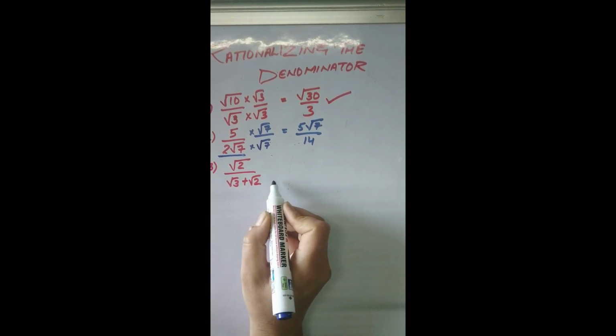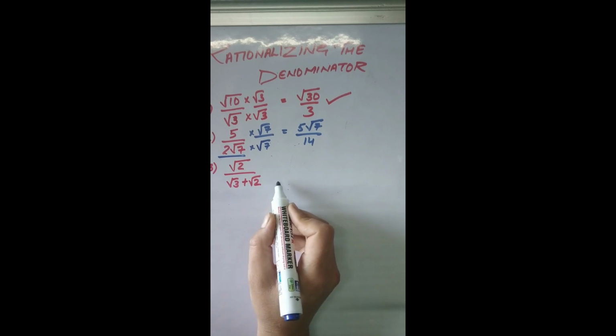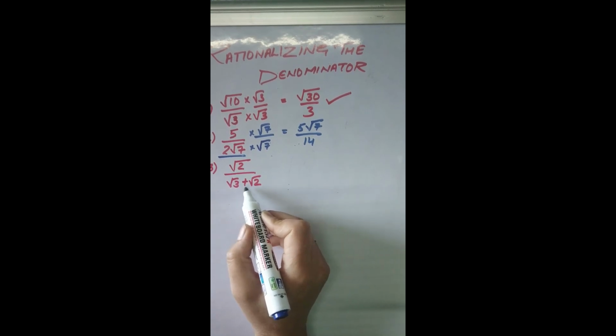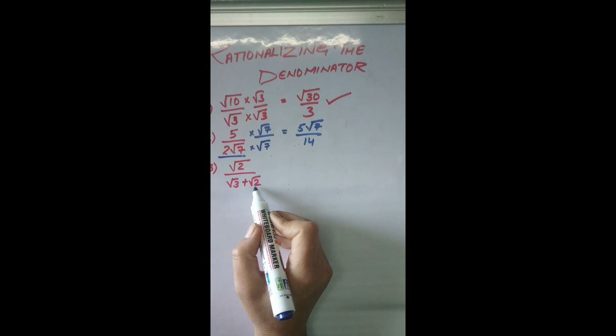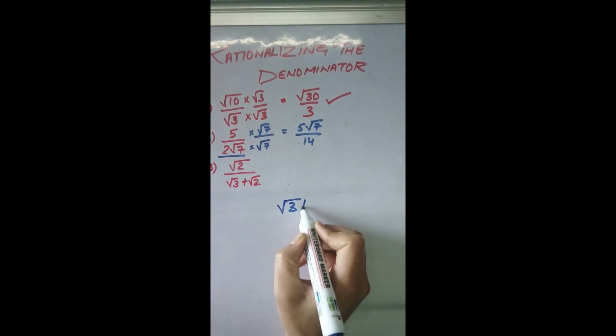If you are thinking root 2, then this won't get rationalized. If you're thinking root 3, then this will not get rationalized. If you're thinking root 6, again it won't. Both of them won't get rationalized. Okay, you can check it. Root 3 plus root 2.